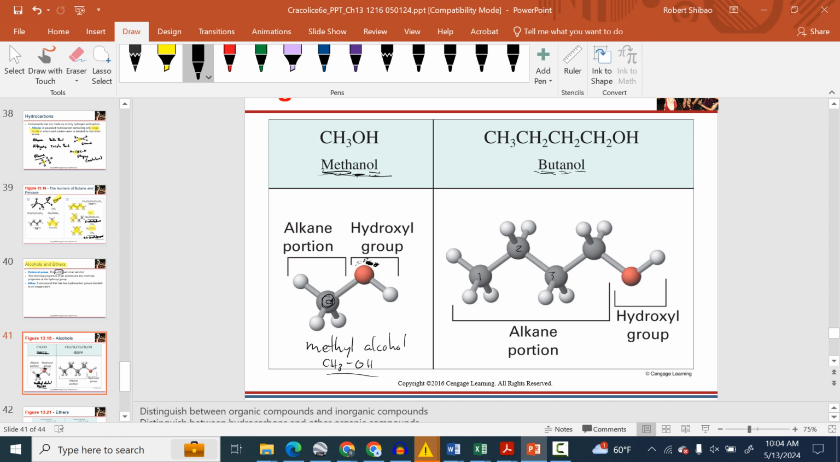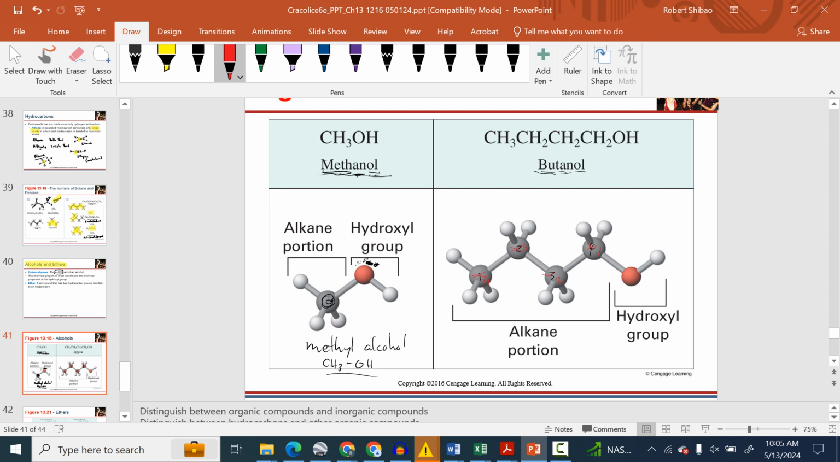1, 2, 3, 4. No, with the numbering system, we try to name it with the lowest numbering. So this would be numbered backwards. This would be carbon 1, this would be carbon 2, this would be carbon 3, this would be carbon 4. That way we put the alcohol on the lowest numbered carbon possible. So we'd have to number these in reverse. So this is not 4-butanol, this is actually just normal butanol.